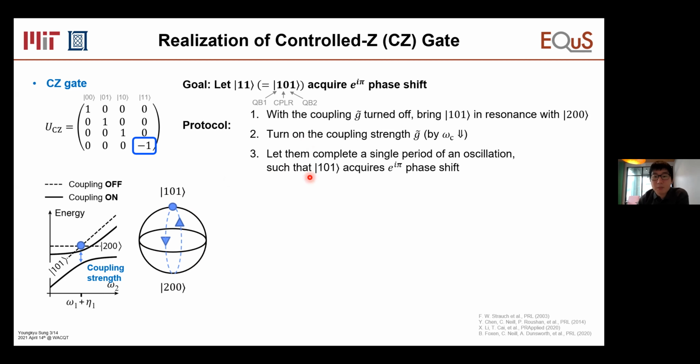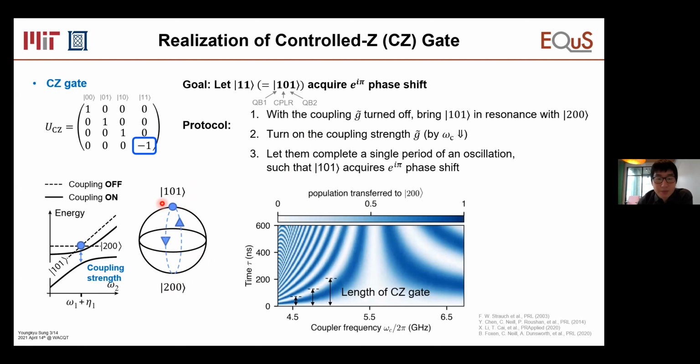And by letting them complete a single period of oscillation, we can make the 101 state acquire a pi phase shift. And here is measurement data showing the oscillation between these two states as a function of the coupler frequency. And you can see that the frequency of the oscillation, which corresponds to the coupling strength, changes as a function of the coupler frequency. Therefore, we can adjust the length of the controlled-Z gate by tuning the coupler frequency.